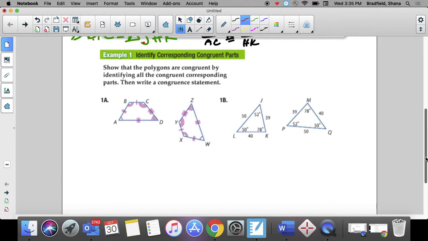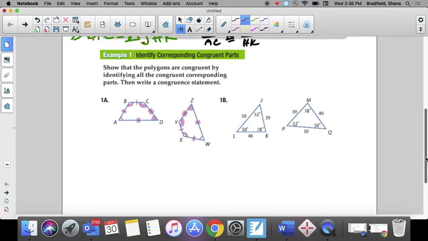All right, in example 1, it says show that the polygons are congruent by identifying all the congruent corresponding parts, then write a congruence statement. I'm going to do problem B just because it doesn't have as many matching parts, and it looks a little bit different than the example we did above because it has the angle measures on it. So I would start by putting my congruence markers in based on matching parts here.